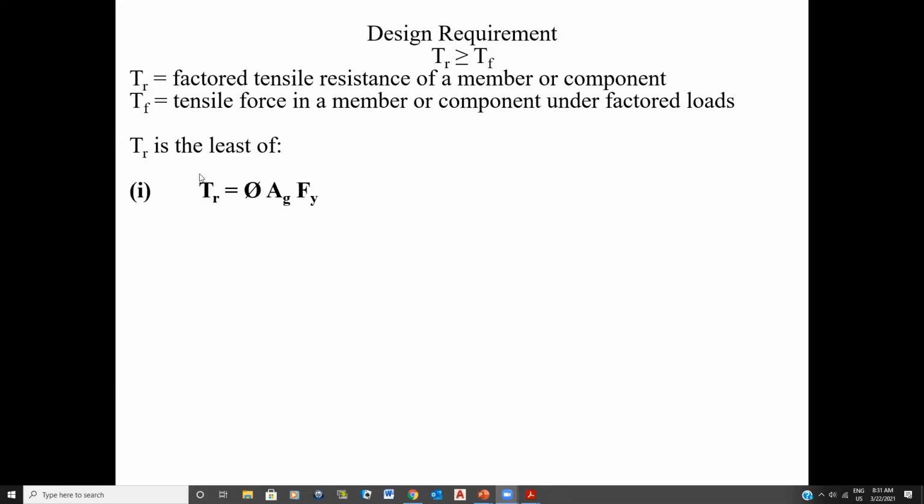So TR, the most basic one, is equal to phi AG Fy. Okay, and like I said, why do we call this a factored tensile resistance? Because we are multiplying the Fy value by this reduction factor, and of course, in this case, 0.9. And that's what we call a factored resistance.